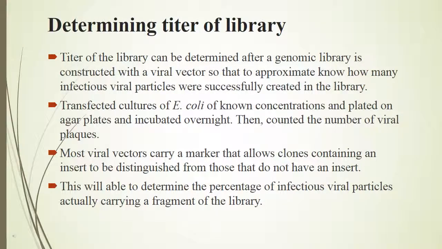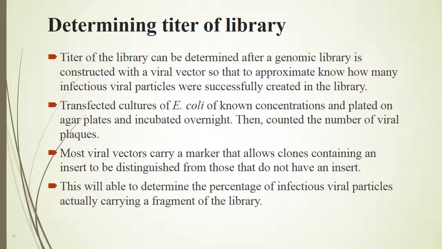Next is determining titer of library. Titer of the library can be determined after a genomic library is constructed with the viral vector, so as to approximately know how many infectious viral particles were successfully created in the library. Transfected cultures of E. coli of known concentrations were plated on agar plates and incubated overnight. Then, the number of viral plaques was counted.